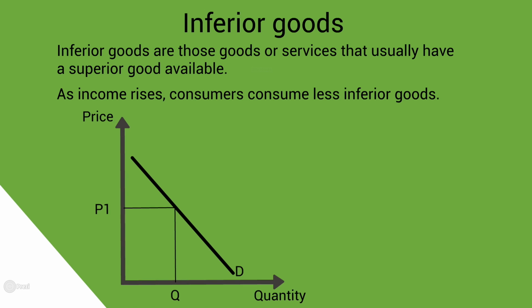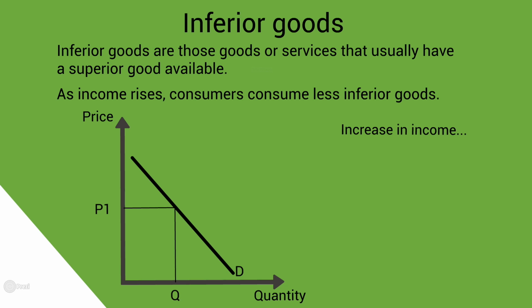So here we have a demand curve for an inferior good. The demand curve is D, and we are going to assume that the price in this market stays at P1. With a price of P1 and a demand curve of D, this leads to a quantity of Q being consumed in the market. Now we're going to say that our consumers have an increase in income. As consumers' income has increased, consumers are going to switch from consuming these inferior goods to consuming more superior goods.